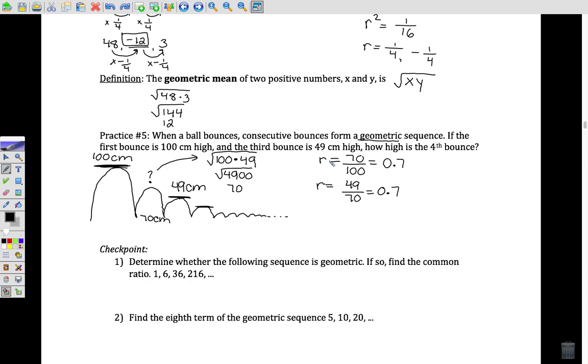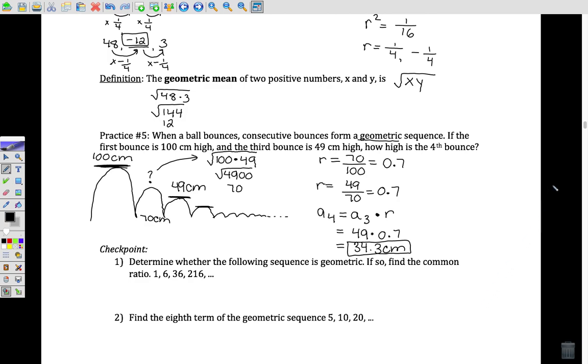So we can write it as the fourth bounce is just the third bounce times r. We know the third bounce was 49. The ratio is 0.7. That gives us 34.3 centimeters for the fourth bounce. So in this case, we could use the geometric mean, but we also had to figure out what the common ratio was.